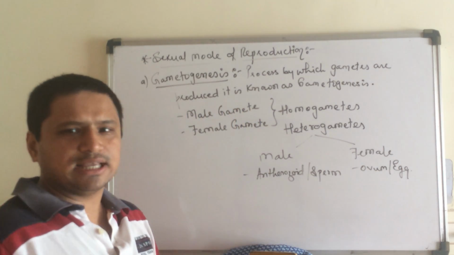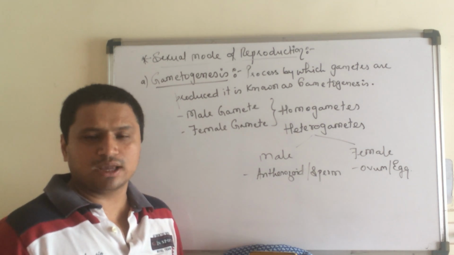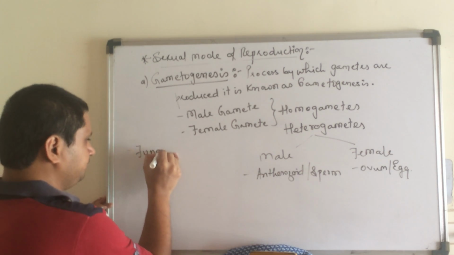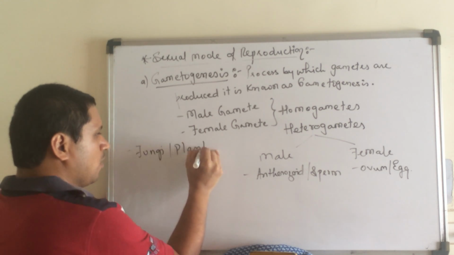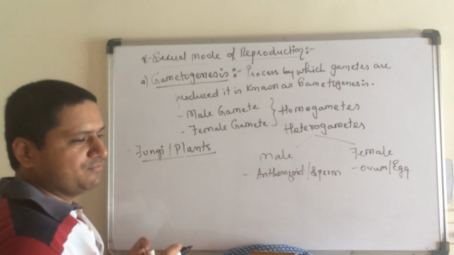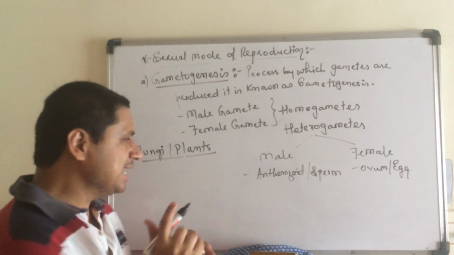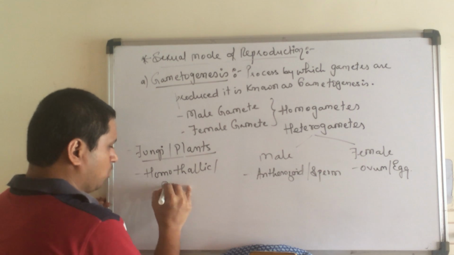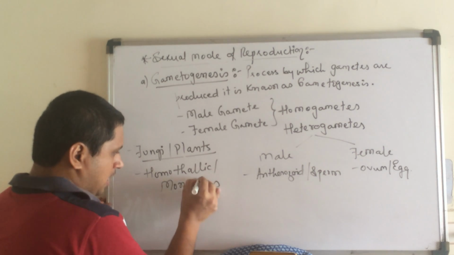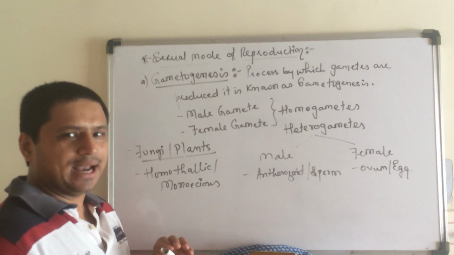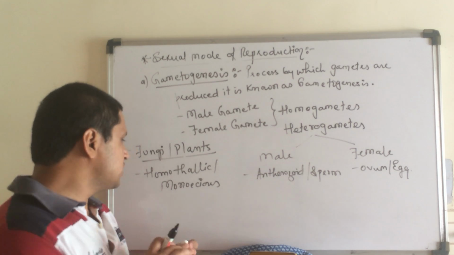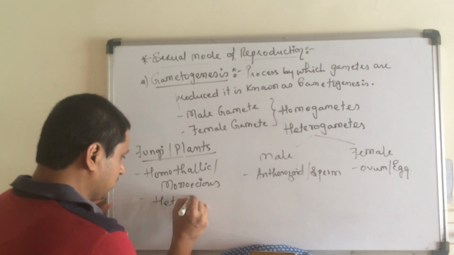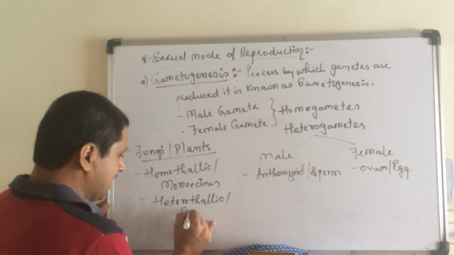Now, if we talk about sexuality in the organism, different types of organisms exhibit different sexuality. Like in the fungi and the plants, wherein both the male gamete and the female gamete are borne on the same individual, they are bisexual. In that case, it is known as homothallic or monoecious. Now, homothallic meaning, homo meaning same, that is the bisexual condition, so it is termed as what, class? Homothallic and monoecious. And in the other case, it is known as heterothallic and dioecious.